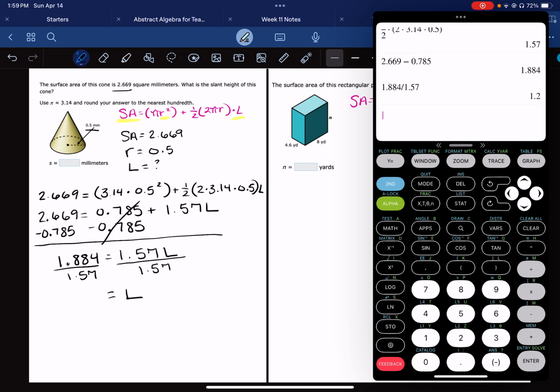We get 1.2. So the answer to the question, what is the slant height of this cone? The answer is 1.2 millimeters.